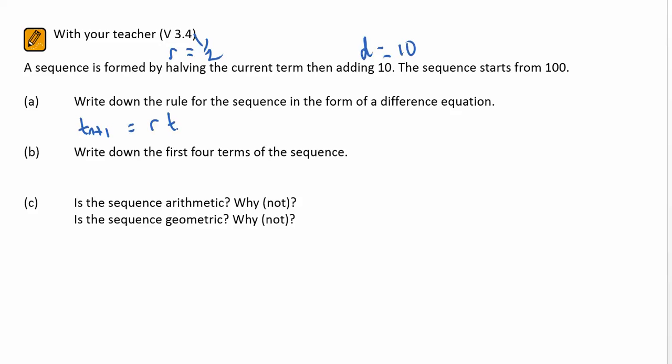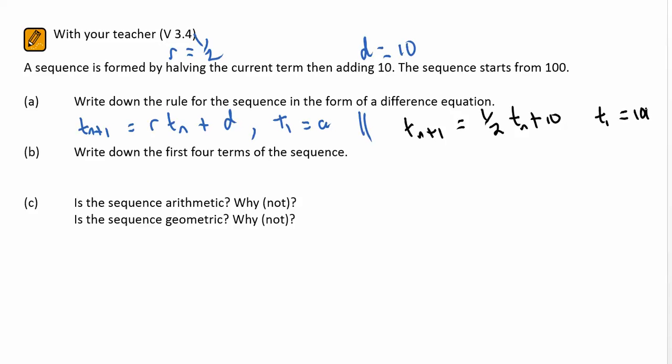the common ratio times the previous term plus the common difference, and we define the starting point as A. So in this instance, Tn plus 1 is equal to a half times Tn plus 10, and we start from 100. So writing down the first four members of this sequence, or first order difference equation, so we're halving and adding 10.